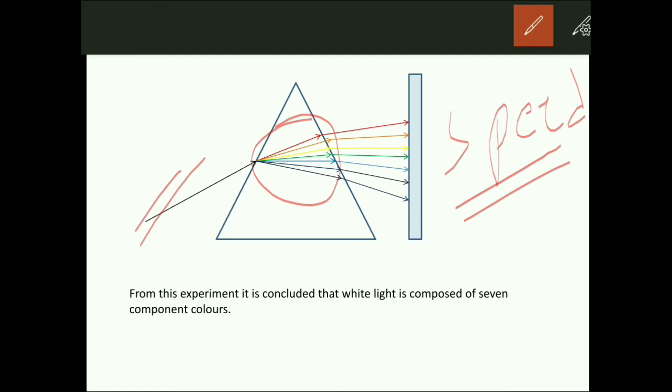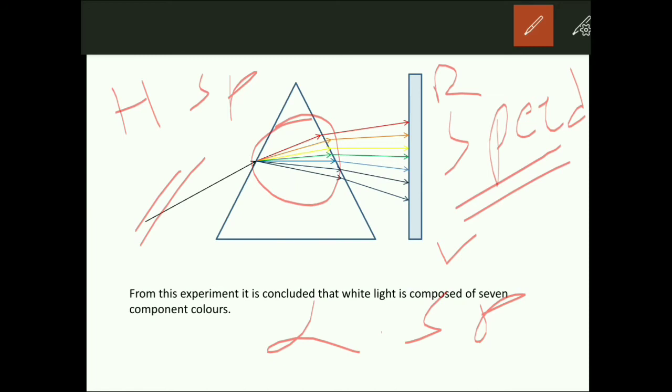And if you can see the pattern, red is at the top and violet is at the bottom of this pattern. It is because red deviates the least and violet deviates the most. Red deviates the least and violet deviates the most because red has the highest speed and violet has the lowest speed. Red has the highest speed, so it deviates less. Violet has the lowest speed, so it deviates the most. Now this is the reason.